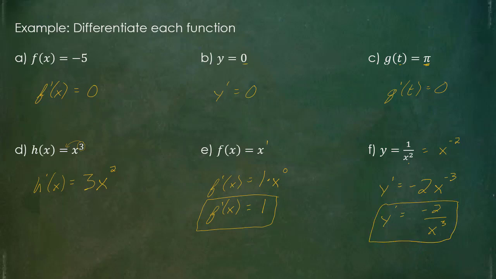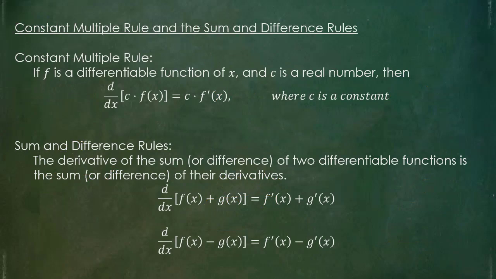So hopefully these 3 examples of each of those rules, the top 3 being the constant rule and the bottom 3 being the simple power rule, have helped in making you understand how to approach these relatively basic derivatives. So let's go ahead and move on to 2 other rules, the constant multiple rule as well as the sum and difference rules.